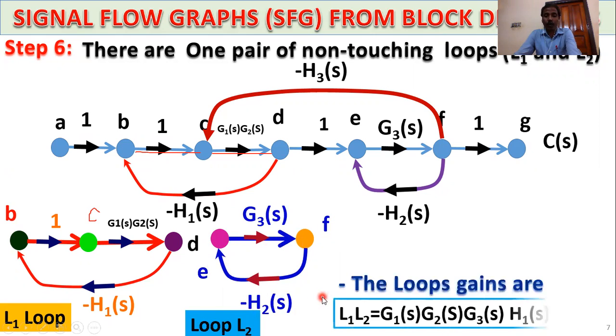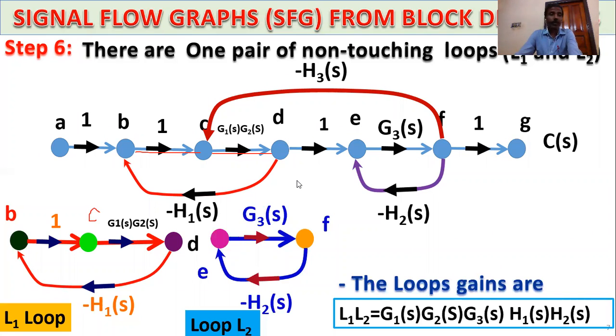And L1 and L2 are equivalent to what? The loop gains are L1 into L2. In this case, G1, G2 minus H1, and in this case, G3 and into minus H2S. So G1, G2, G3, H1S into H2S. This is the loop gain, the non-touching loop gains.